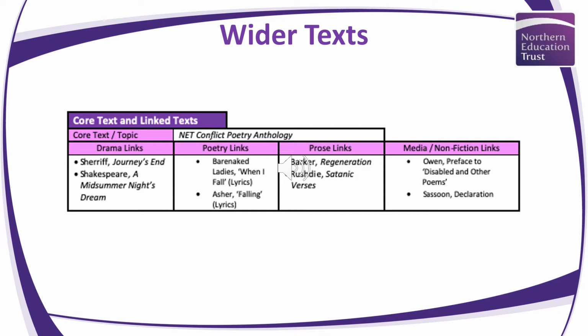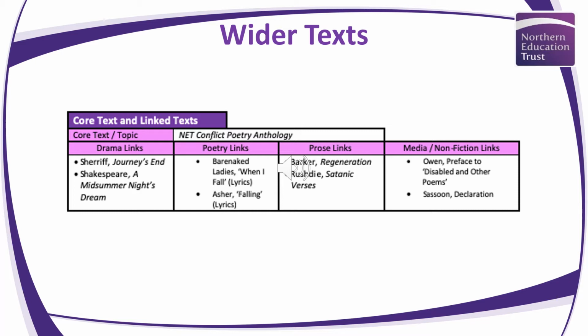We're also looking at some of the lyrics in terms of modern, if not literature, then certainly modern culture, in terms of unpacking poetry and what poetry is. And there's examples, for example, from When I Fall by the Bare Naked Ladies, a very fine Canadian band, and also by Falling from Asher. There's also links to prose texts, including, obviously, Pat Barker's Regeneration, which is a fantastic novel and trilogy, and also to Salman Rushdie's The Satanic Verses. I'll obviously handle the title of that with care. The extract, though, still works.